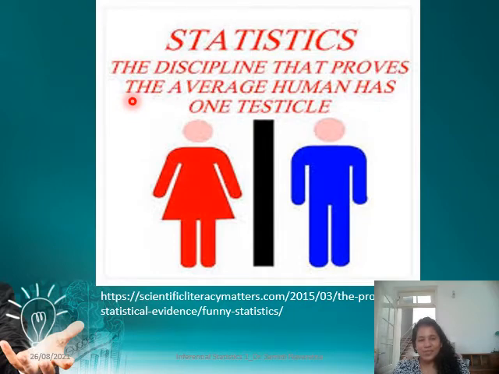So in this slide, I have added an image borrowed from the internet, and it says statistics, the discipline that proves the average human has one testicle. So just for fun, I added it just to emphasize the importance of sampling in your research.